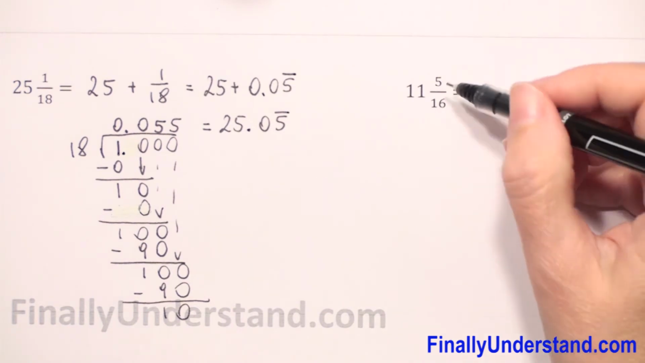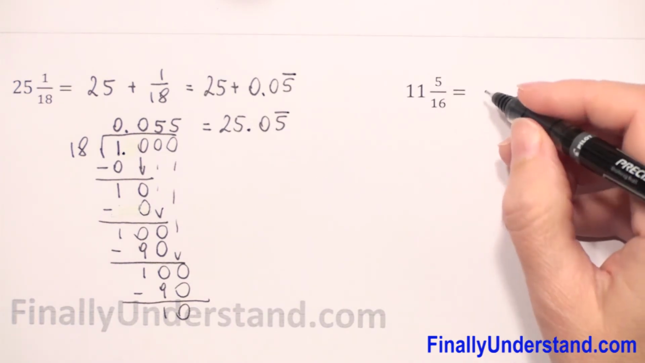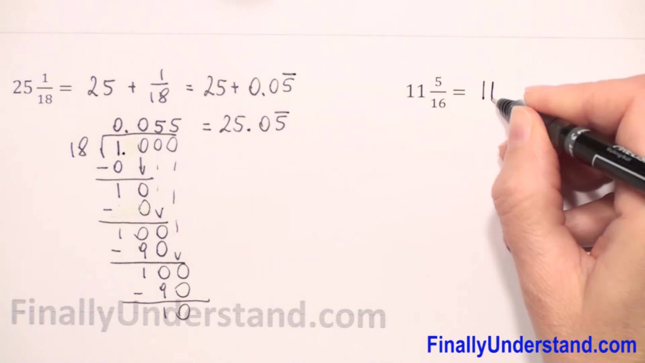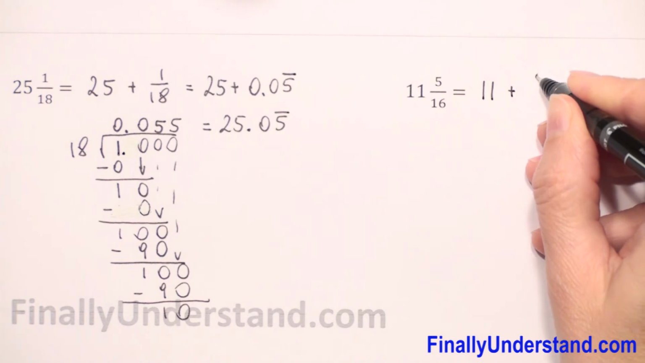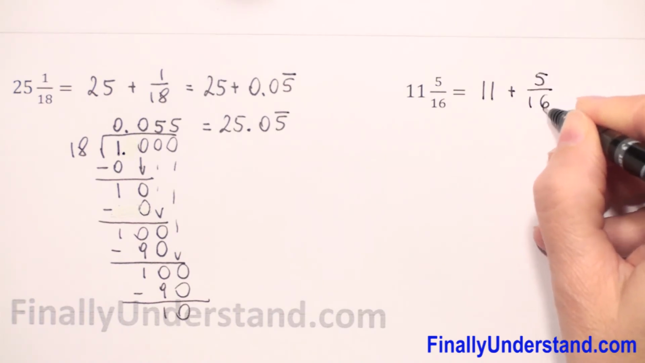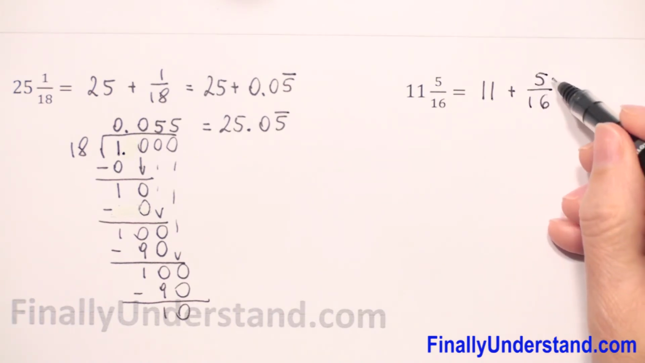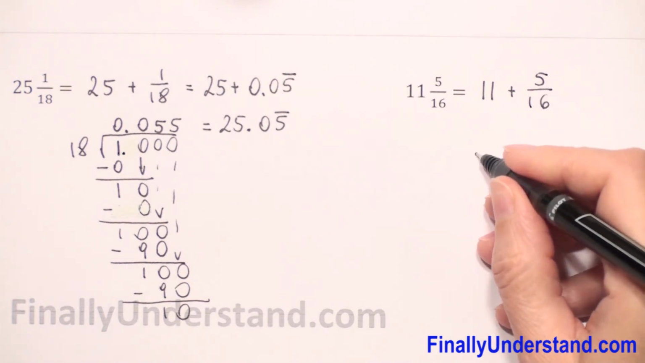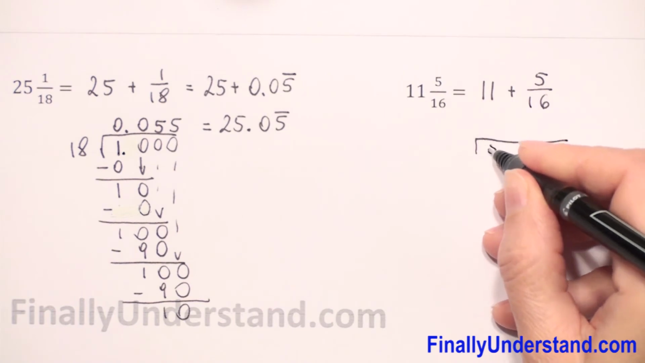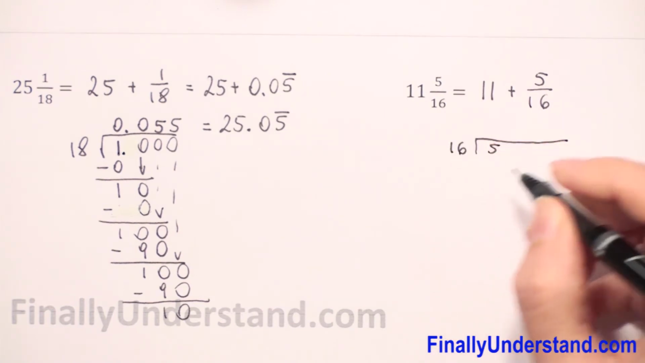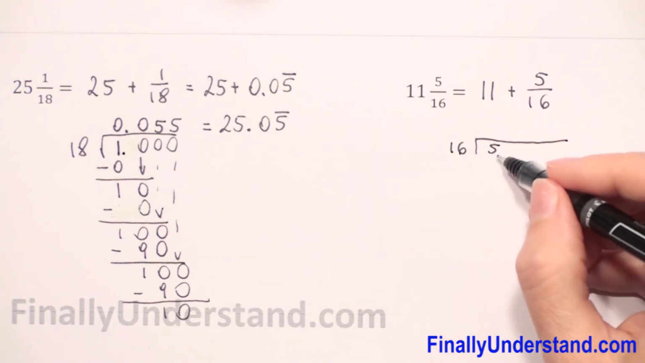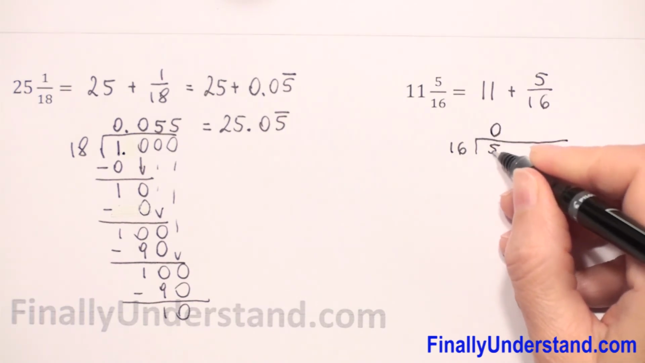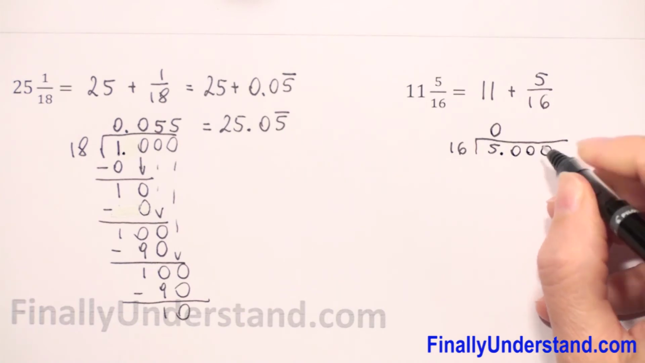And the next number we have is 11 and 5 over 16. So we can rewrite this mixed number as 11 plus 5 over 16. 5 over 16 we have to change to decimal. We will do long division. We will divide 5 by 16. How many times can you put 16 into 5? 0. We can add a decimal point at the end and a few zeros.